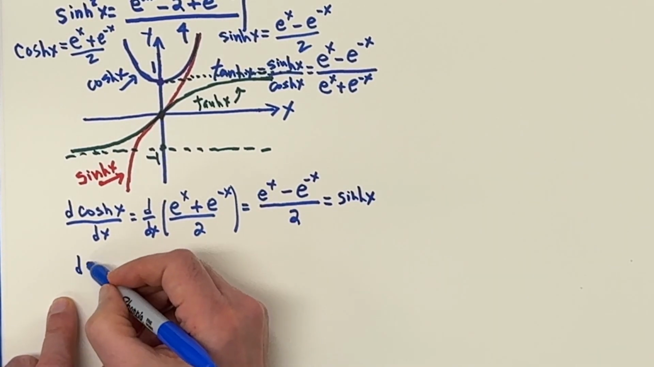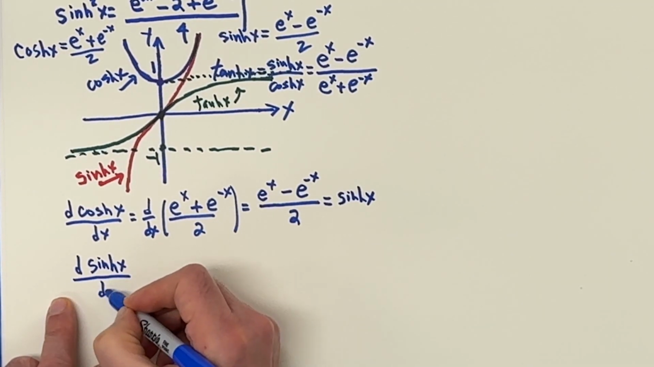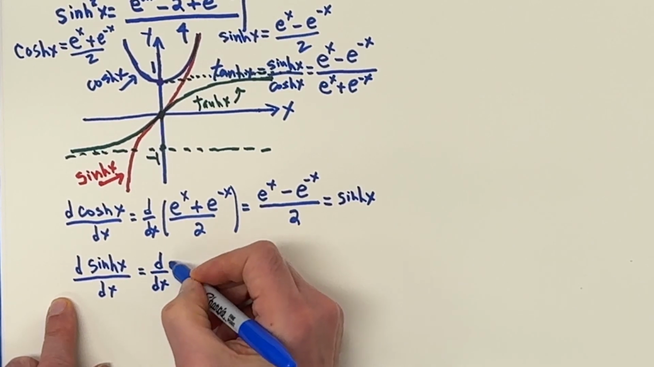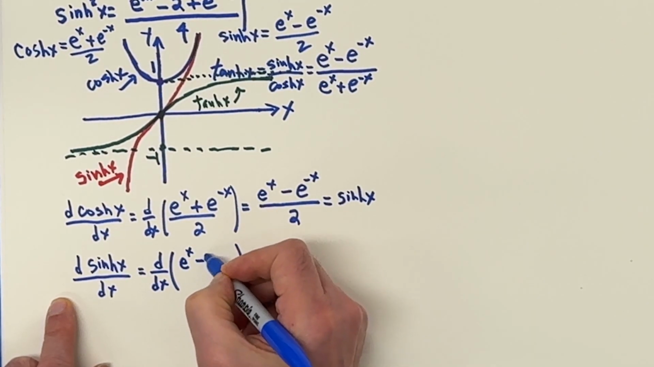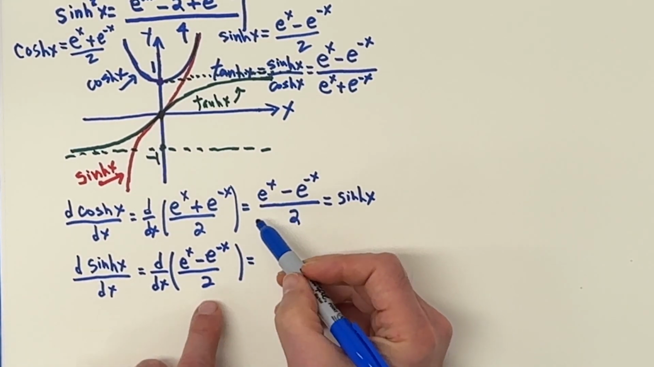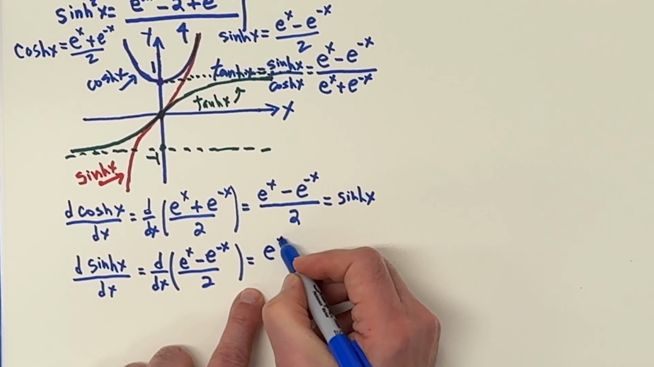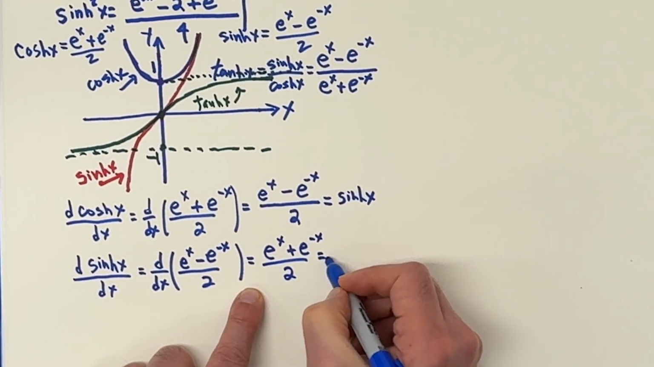Now, if we take the derivative of the sinh here, you can see this is going to be a very easy result to calculate. Everything's going to be the same except there's a minus sign in the middle there. So this is going to be e to the x plus e to the minus x over 2. And that's the cosh.